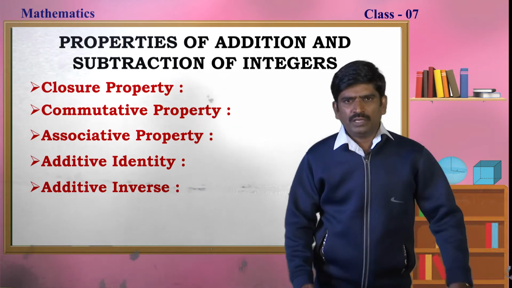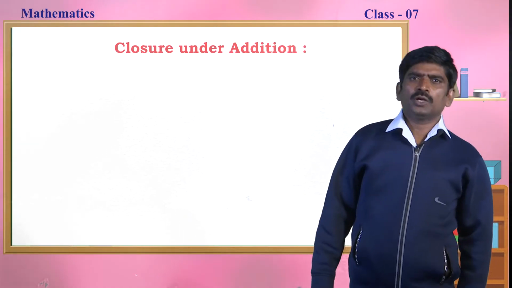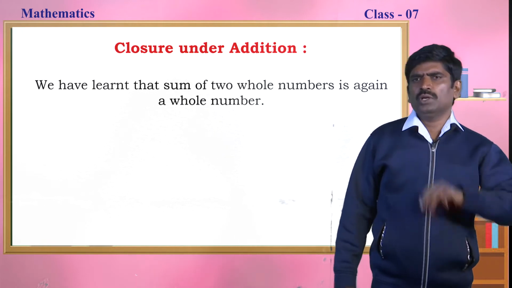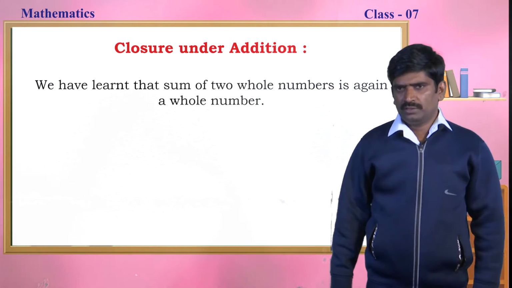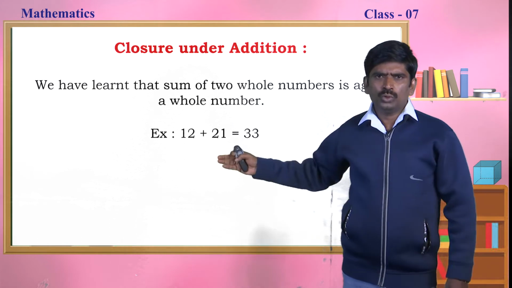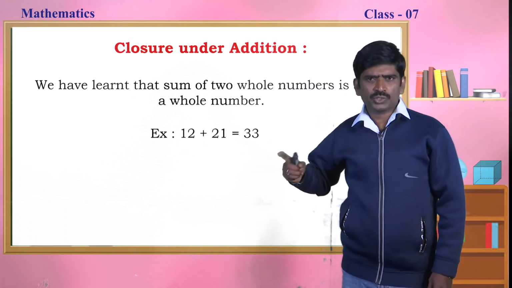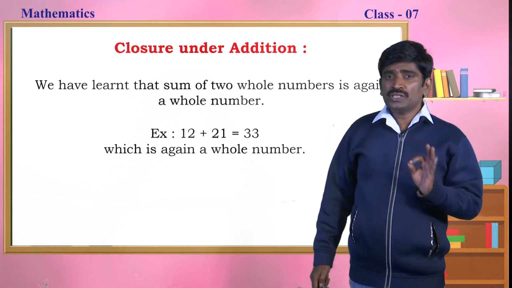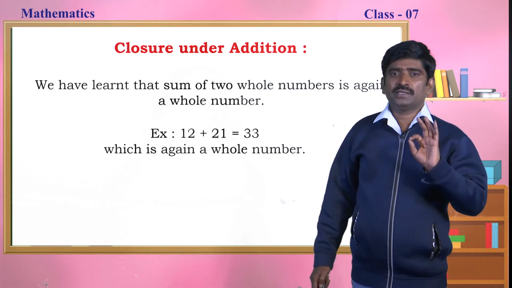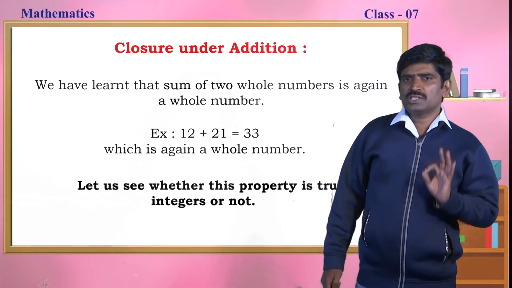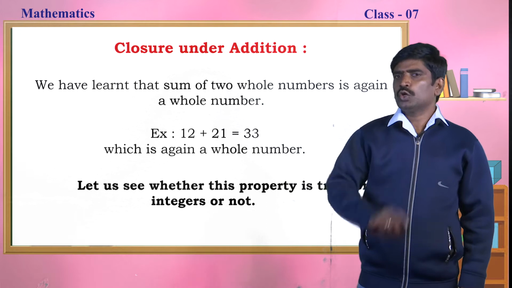We discuss the first one, that is the closure property. The closure property under addition. In the previous class, we learned that the sum of two whole numbers is again a whole number. One example: 12 plus 21 is 33. Which is again a whole number? Yes, 33 is also a whole number. The sum of any two whole numbers is again a whole number. This is the closure property.